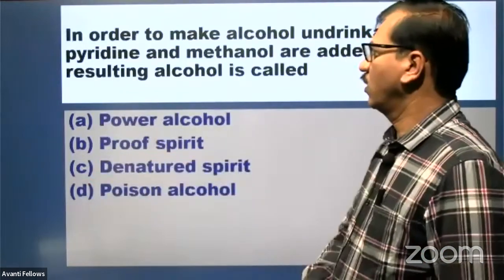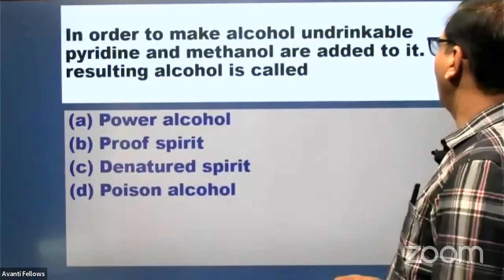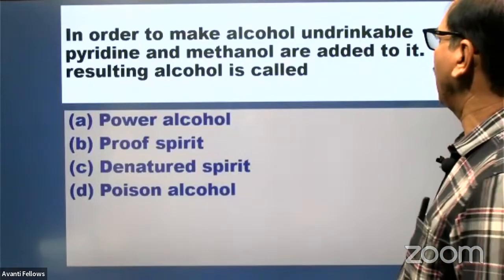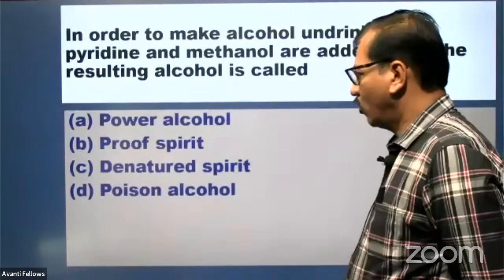In order to make alcohol undrinkable, pyridine and methanol are added to it. The resulting alcohol is called? Is it Option C, sir? Option C.